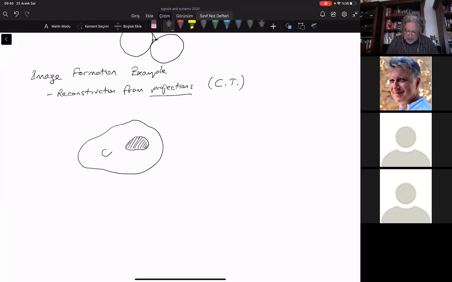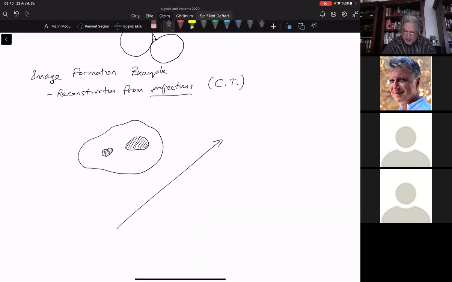And here maybe another one, which is even denser, maybe a bone is passing from there. So this slice is what you are trying to visualize. One projection, one signal capturing projection is done as follows.